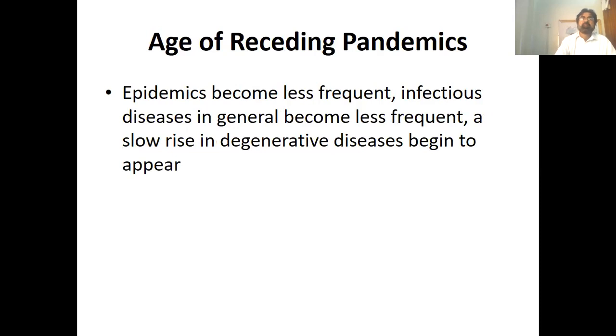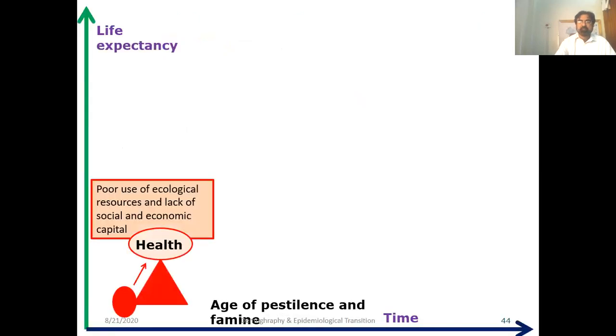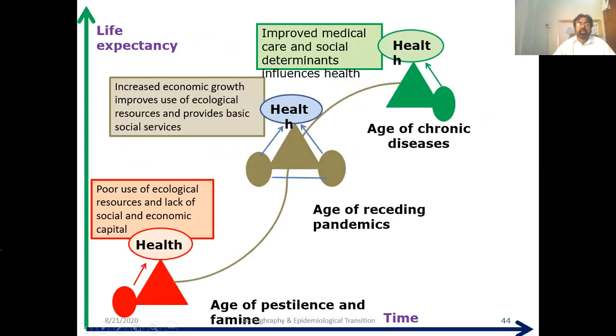Age of receding pandemics: epidemics become less frequent. Infectious diseases in general become less frequent. A slow rise in degenerative diseases begins to appear. Age of degenerative and man-made diseases: non-communicable diseases, for example, cancer, diabetes, chronic respiratory disorders, cardiovascular disease, injuries, and trauma. Here, poor use of ecological resources and lack of social and economic capital.